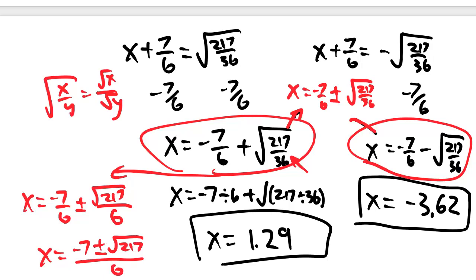Now, there is another step that if you want a fully simplified answer, sometimes these radicals can reduce even further if you can factor out a perfect square. If you know how to do that, that's great. In this case, this does in fact happen to be perfectly simplified. 217 doesn't have any perfect square factors. So this in the red would be your fully simplified exact form, where these are your decimal answers.